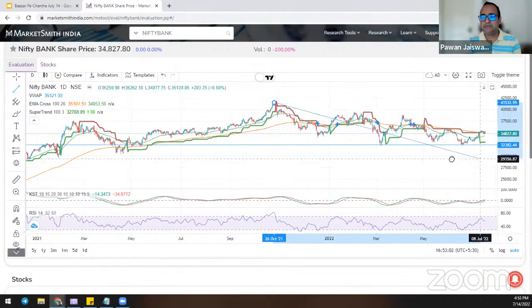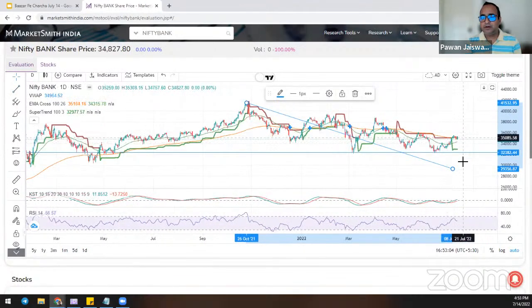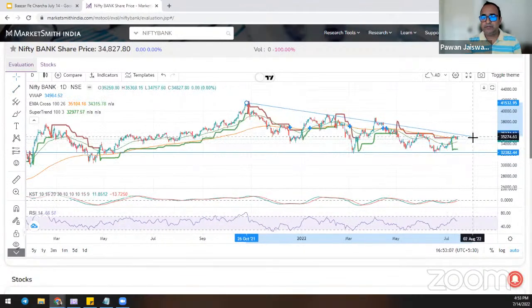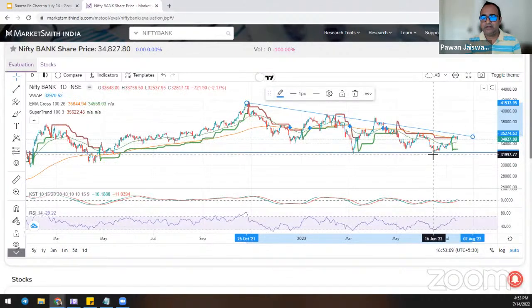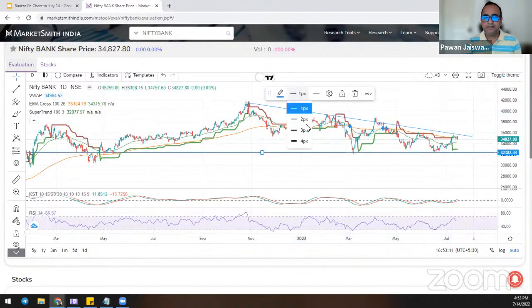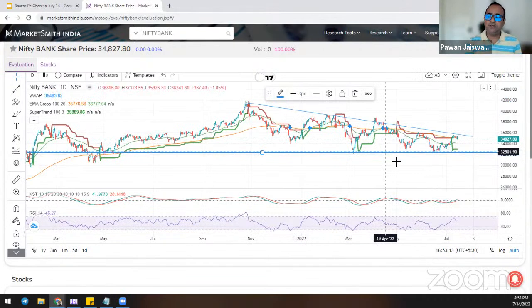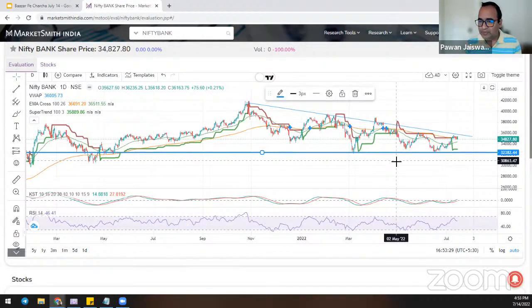Once it breaches this particular level at 32,000, more negativity will start, and in such a case the market may fall toward 30,000 or maybe 29,000 kind of levels in the coming few months. But unless and until it is trading above 32,000, there is not a problem at all. It will only remain traded sideways if the overall market does not do well.